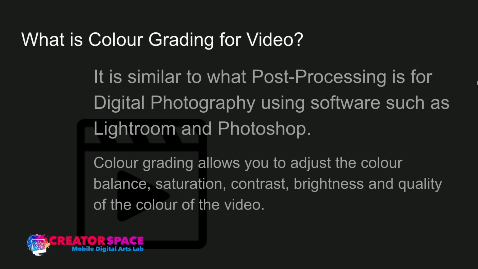It's also nice to define here what post-processing is for color grading. Color grading is what post-processing is for digital photography. So just like you use Lightroom, Photoshop, or Affinity Photo, the color grading that I just demonstrated allows you to adjust the same ideas: color balance, saturation, contrast, brightness, quality, color of the video. We can also get into some other post-processing things, but right now we're really looking at color. So having color, reducing color, shaping the color, the midtones and so on.